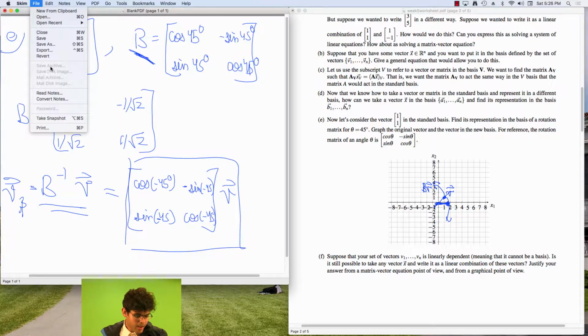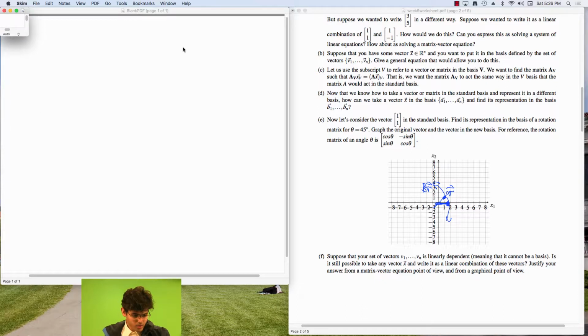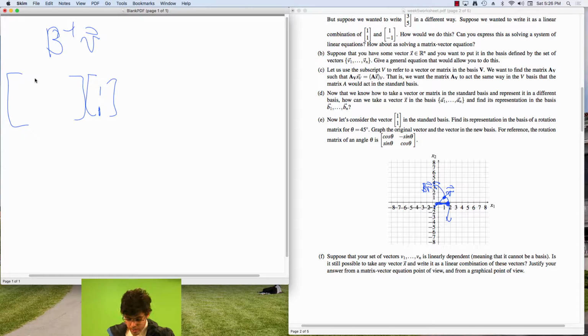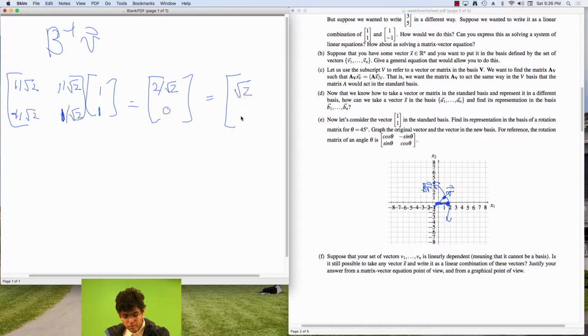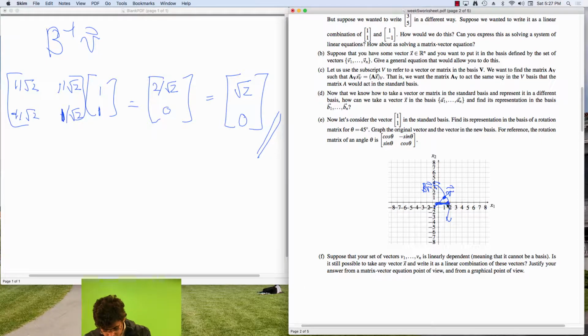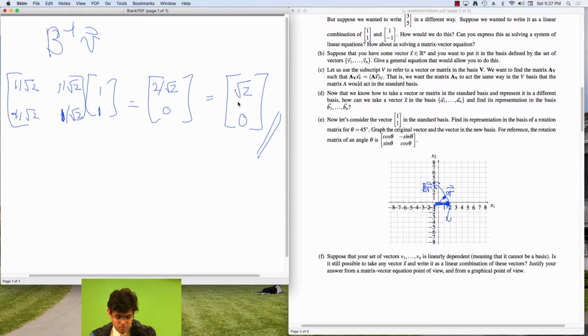So I will erase the whole thing. We want to compute what B inverse V is. Well, V is 1, 1. As we remember, B inverse has cosine of negative 45, which is 1 over square root of 2. Negative sine of negative 45 is also 1 over root 2. Sine of negative 45 is negative 1 over square root of 2. And cosine of negative 45 is 1 over square root of 2. If we do the computation, that ends up being 2 over square root of 2 and 0, which is equal to square root of 2 and 0. And so that is exactly the vector that we'll get mapped to. It's going to be on the x-axis with length square root of 2.